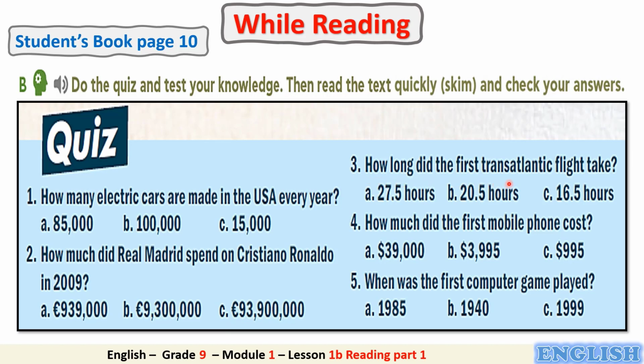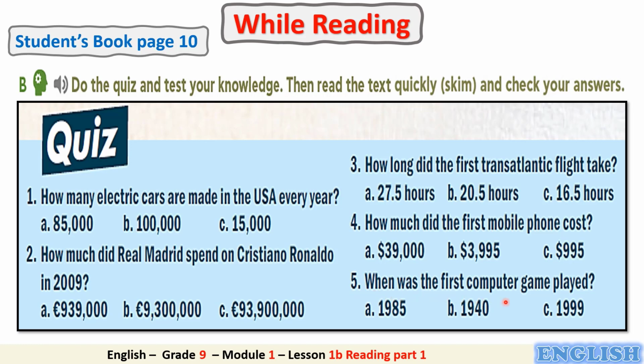How long did the first transatlantic flight take? A. 27.5 hours. B. 20.5 hours. C. 16.5 hours. Question number 4. How much did the first mobile phone cost? A. $39,000. B. $3,995. C. $995. The last question.